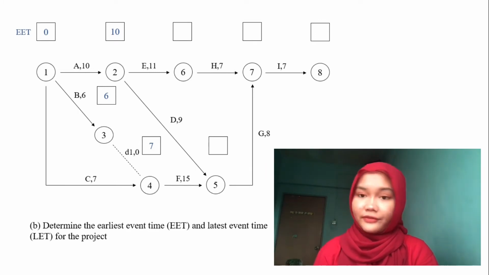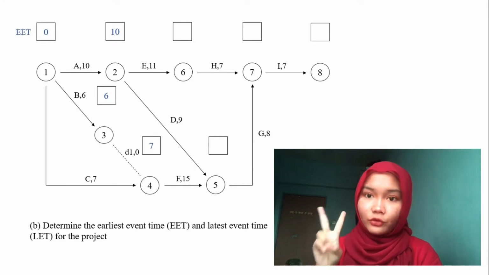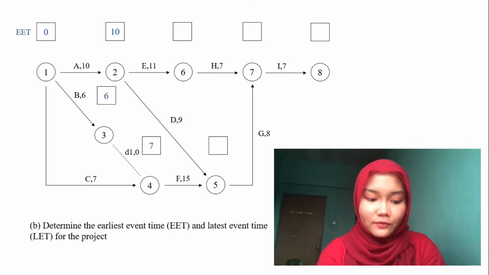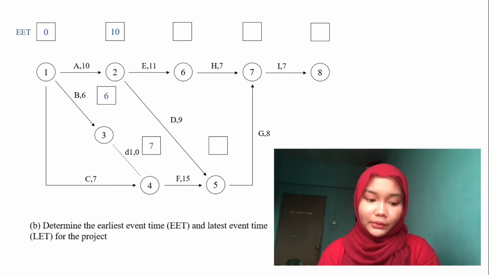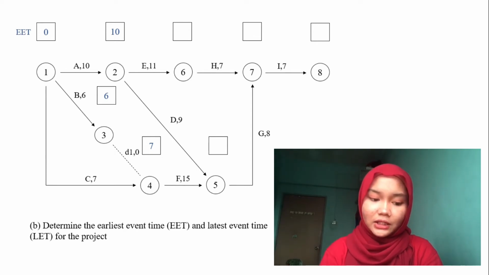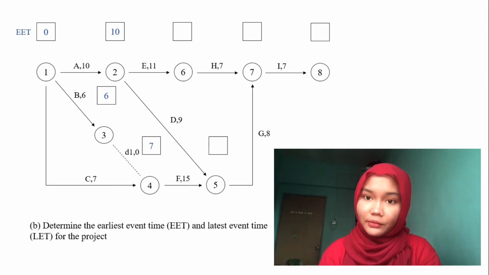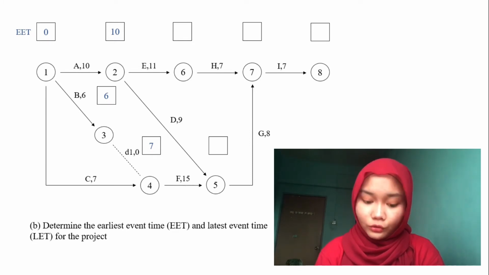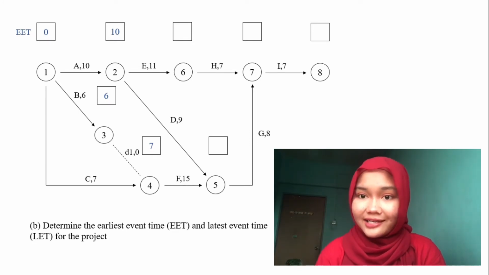Okay, next, node number 5. This is the same as the previous one, which has two options. So the first one, we refer to the EET of node number 2, 10, and we add activity D, 9, so it equals 19. And the second option, we refer to the EET of node number 4, 7, and we add activity F, 15, and it equals 22. So we choose the highest EET, 22.